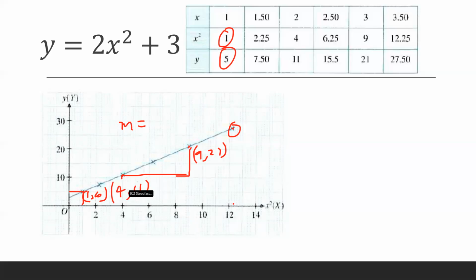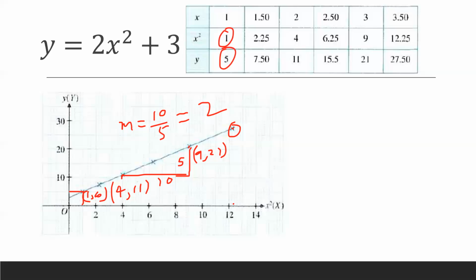Right, so you can see the vertical change is 5 and horizontal change is 10. So your gradient will be 10 over 5. It's going upwards from left to right, so the gradient will be positive, and the gradient is 2 actually. Or you can just use y2 minus y1 over x2 minus x1.